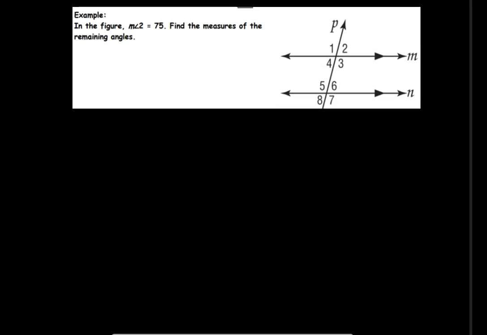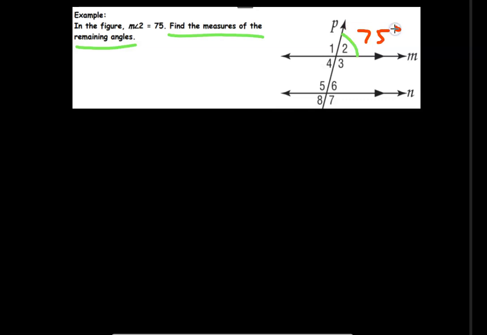All right, folks, so this video is about applying all the theorems that relate to parallel lines cut by a transversal. In this first one, it says, in the figure, the measure of angle 2 equals 75. Find the measure of the remaining angles. So let's start with angle 2, and let's call it 75 degrees.